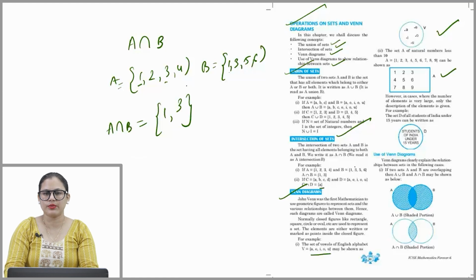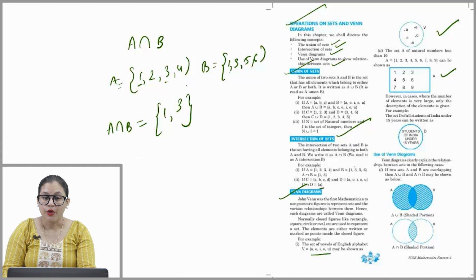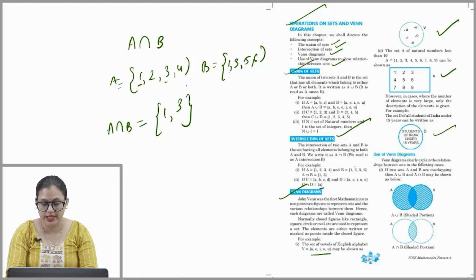However, in such cases where the number of elements is very large, only the description of the element is given. For example, the set D of all students of India under 15 years can be written like this, because we cannot write all the students. So we will write the description here, that is, a student of India under 15 years.